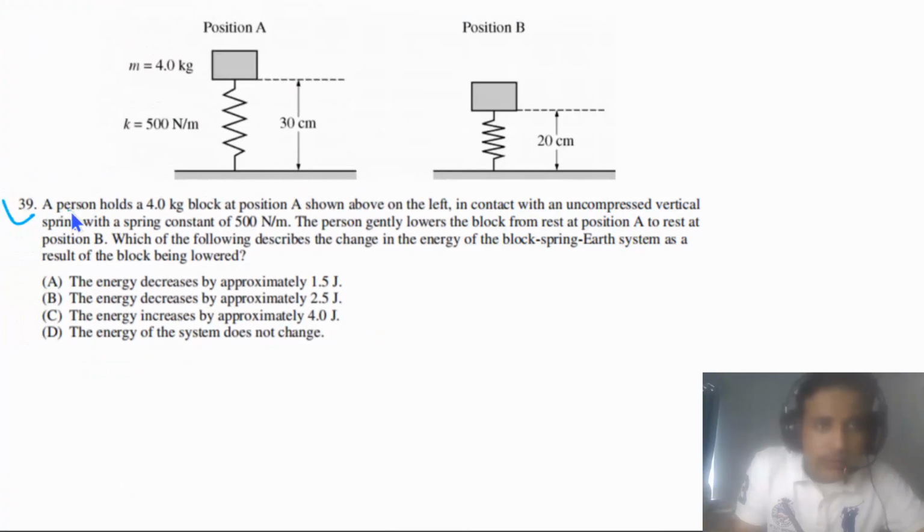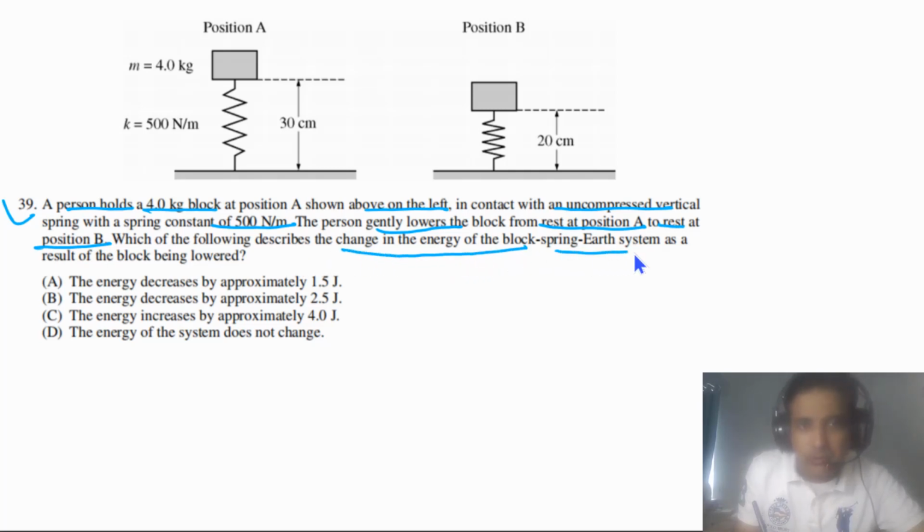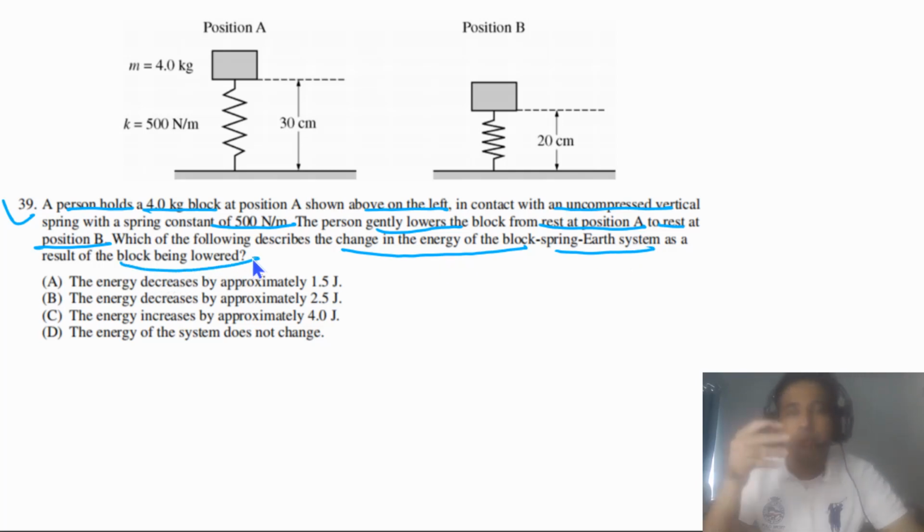Question 39 says a person holds a 4.0 kg block at position A shown above on the left in contact with an uncompressed vertical spring with a spring constant of 500 newtons per meter. The person gently lowers the block from rest at position A to rest at position B. Which of the following describes the change in energy of the block-spring-Earth system as a result of the block being lowered? So we need to calculate in this case the change in energy.